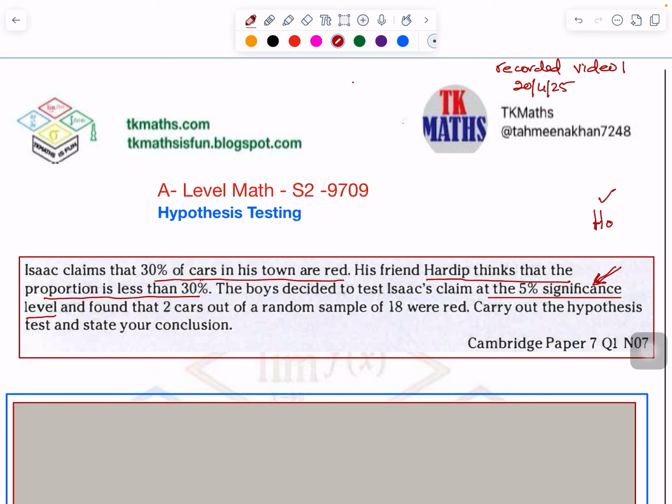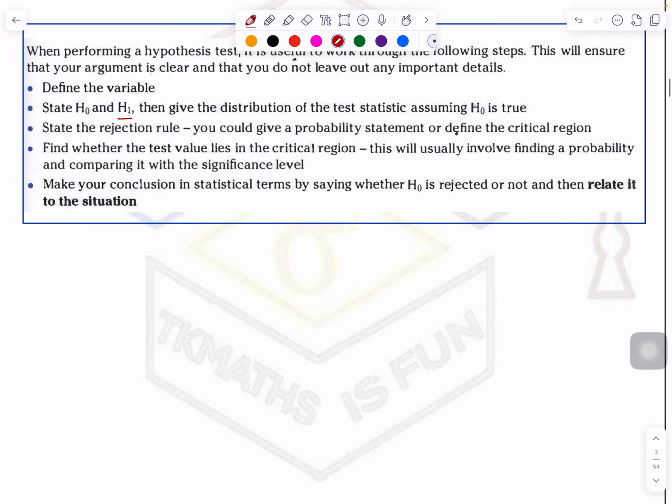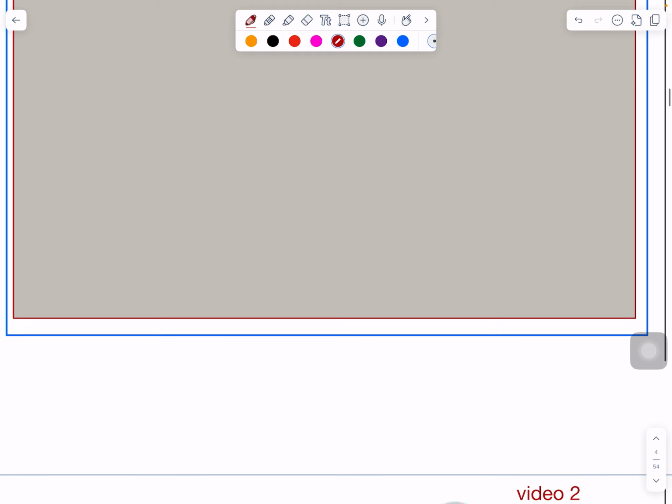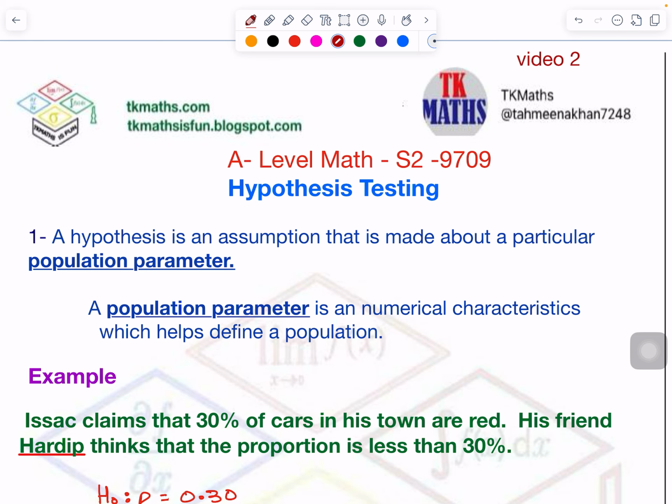And then what happened? A sample of 18 cars is taken, and from those 18 cars, 2 cars were red. So let's understand the terms with the help of this question. I've explained it so that you can have it in your mind, and all those steps I will explain keeping in mind the steps when we solve hypothesis testing, which I explained in the last video. Sorry, my throat is very bad right now, but I'm trying to explain, so please accept my apology if you don't understand anything.